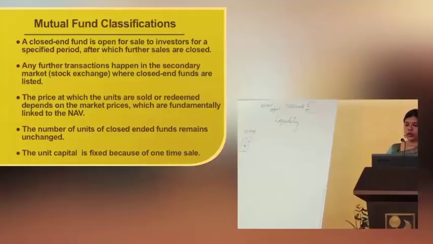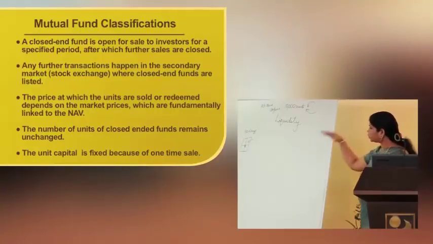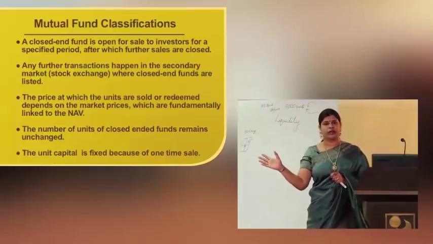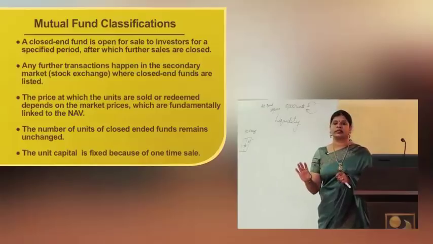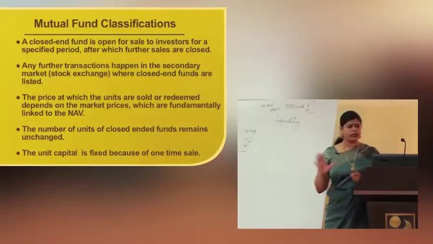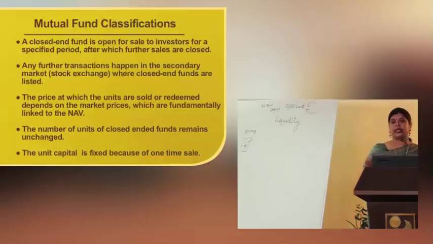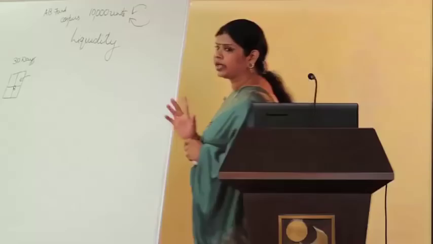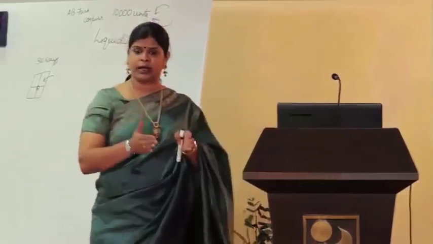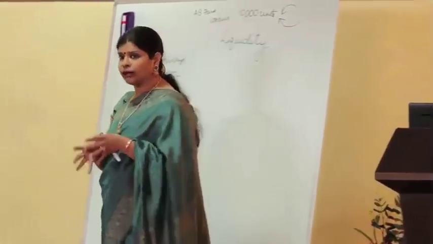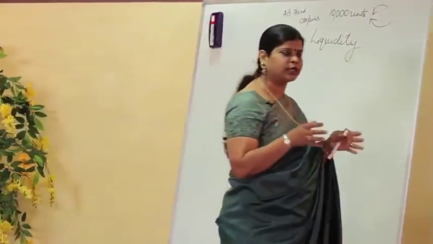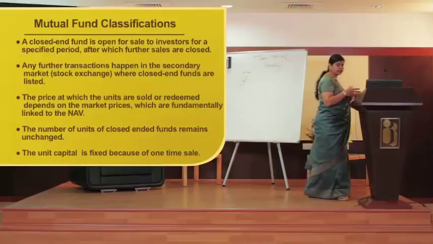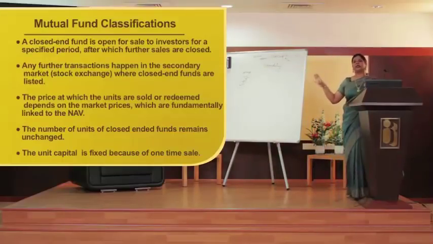The number of units of closed-ended funds remains unchanged. Why? Because there is no entry or exit into that fund, and that's the reason the number of units making up the corpus will remain the same. So there is a permanent or fixed number of units available in closed-ended funds. The unit capital is fixed because of a one-time sale. Whatever I have collected in one go, that is what is available, that is what makes my corpus, and that is the number of units. That is the unit capital existing in that particular fund.